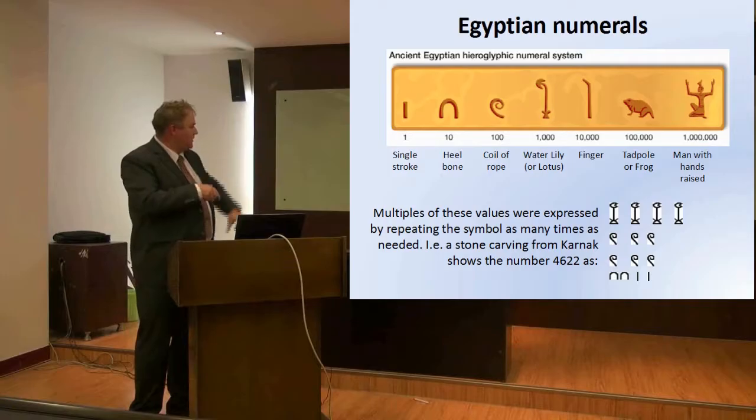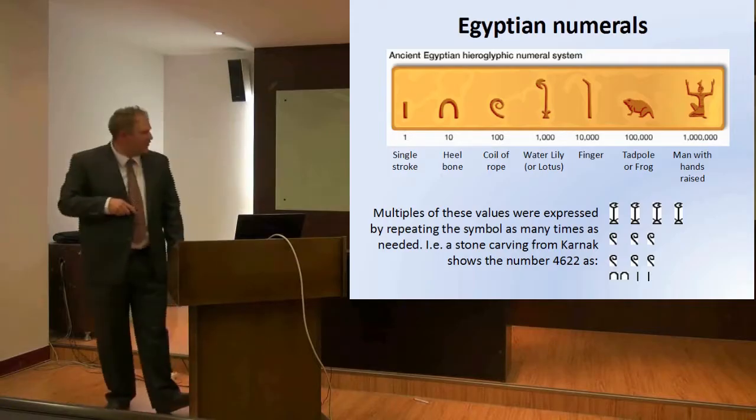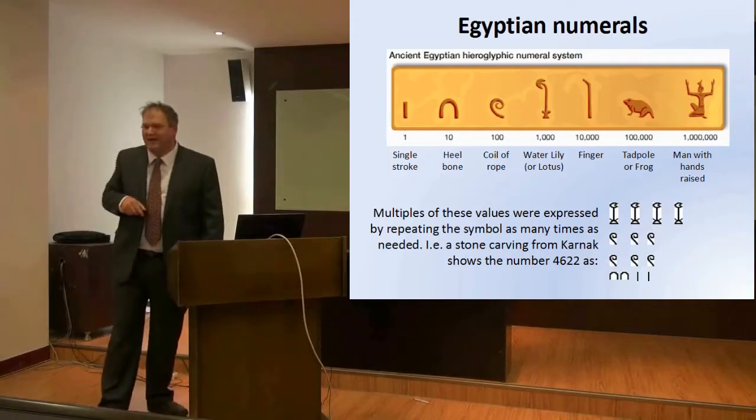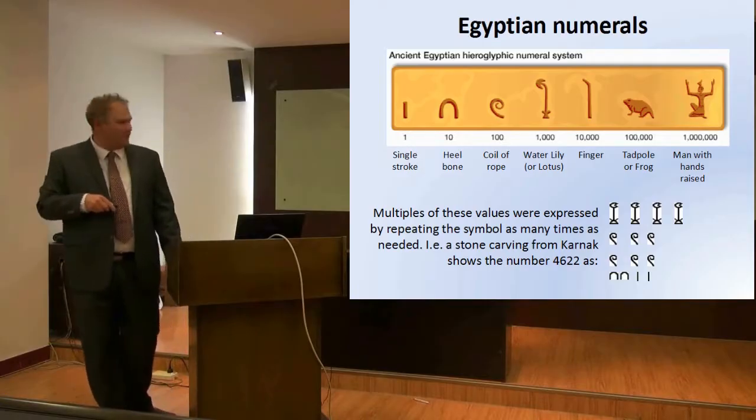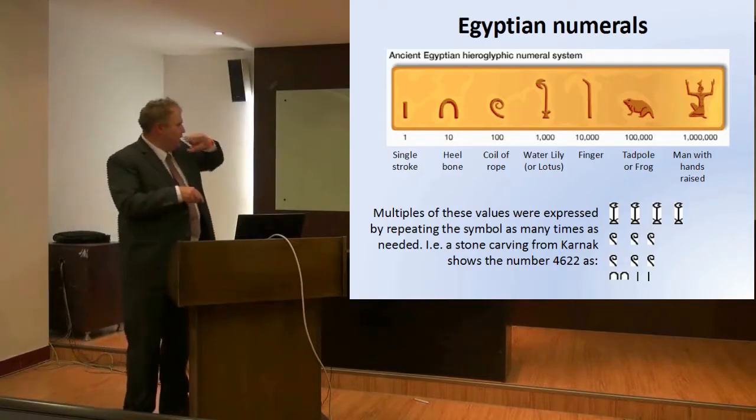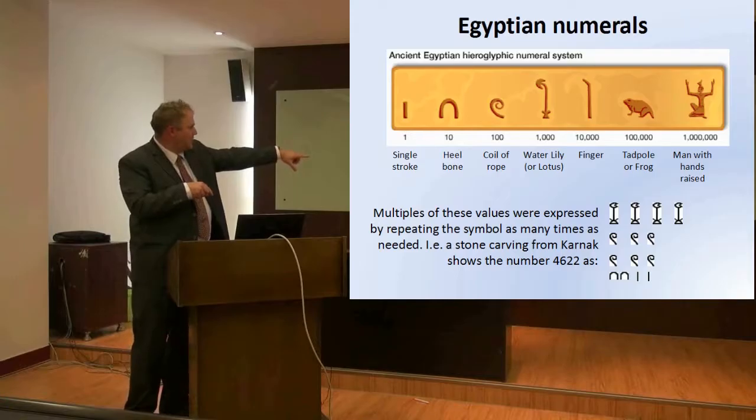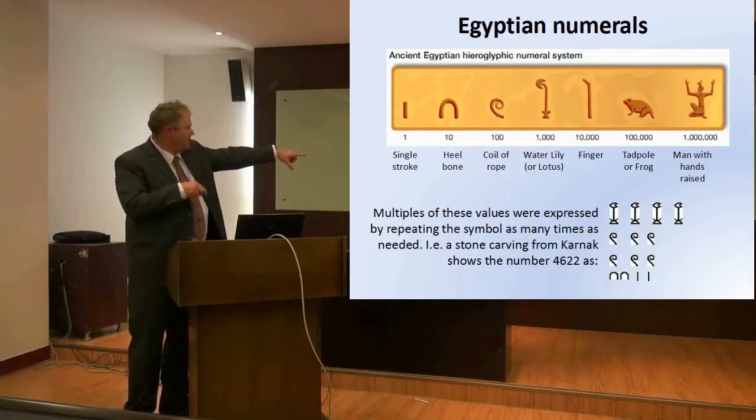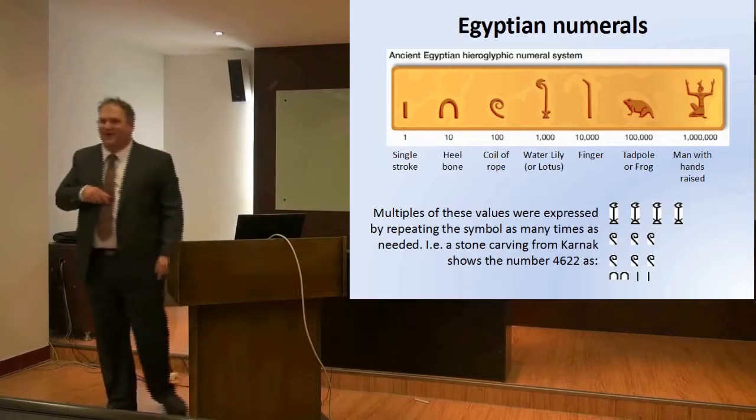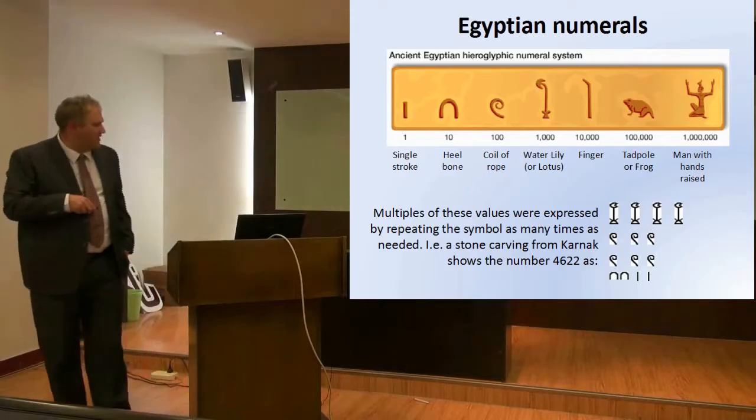In fact, if you were going to show a number as 4,622, and by the way, I have been to the Temple of Karnak. It's in Luxor, okay? And you can see it's 4 water lilies, 4,000, and then 6 coils of rope, 2 heel bones, which is kind of interesting, and 2 single strokes. So that's how you wrote down 4,622.